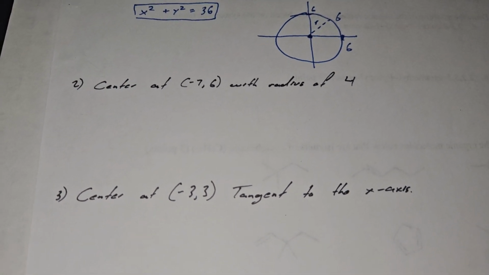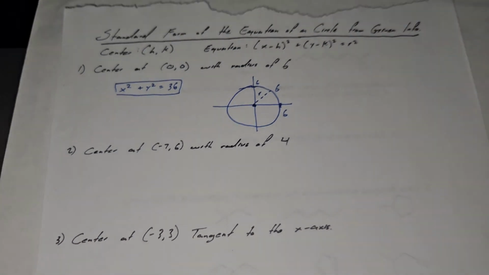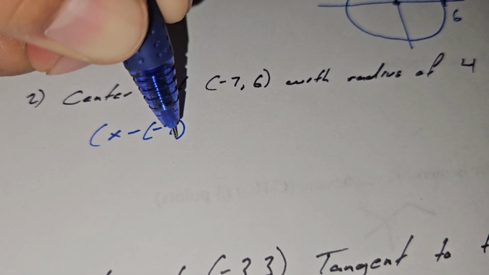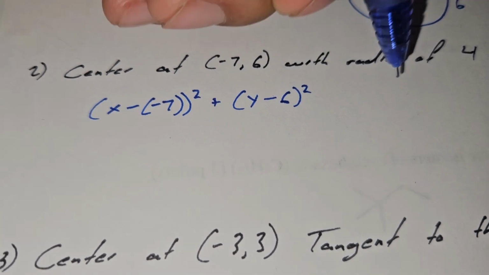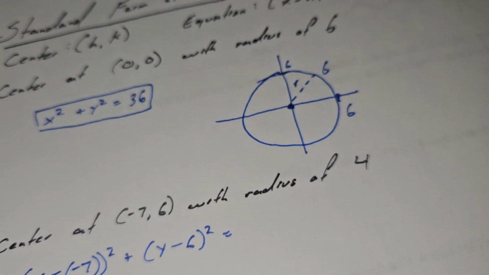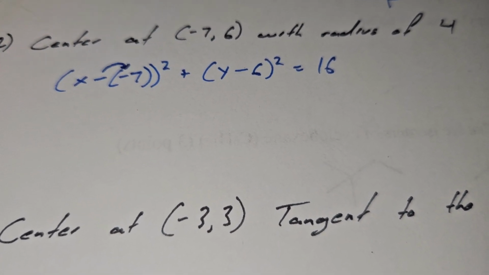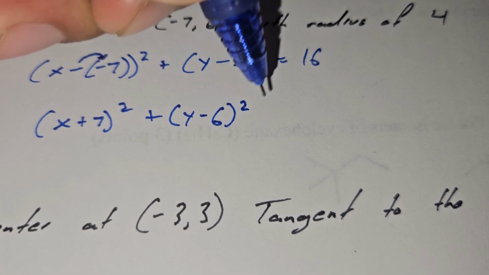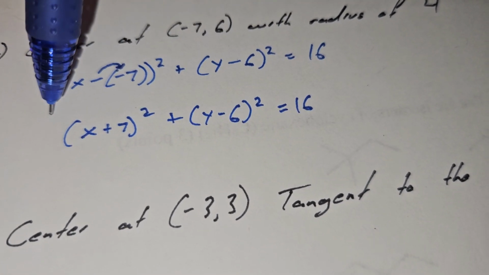This is the center at (-7, 6). That's our x coordinate, and 6 is our y coordinate, with a radius of 4. Now we can use our equation: (x minus h), our h is -7, so x minus -7, squared, plus (y minus our k value, which is 6), squared, is equal to radius squared. 4 times 4 is 16. Distributing the negative sign to the -7 gives us (x plus 7) squared plus (y minus 6) squared equals 16. That seems about right, so that's going to be your answer.